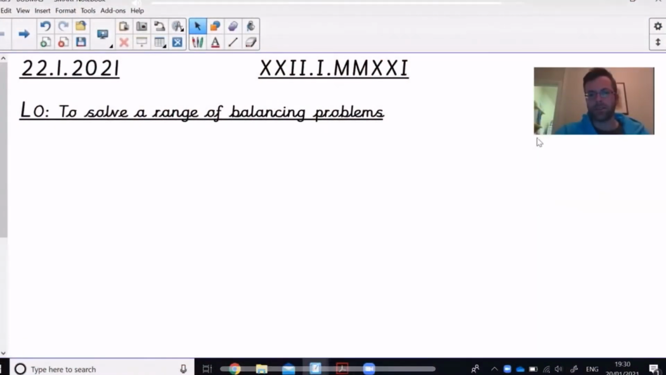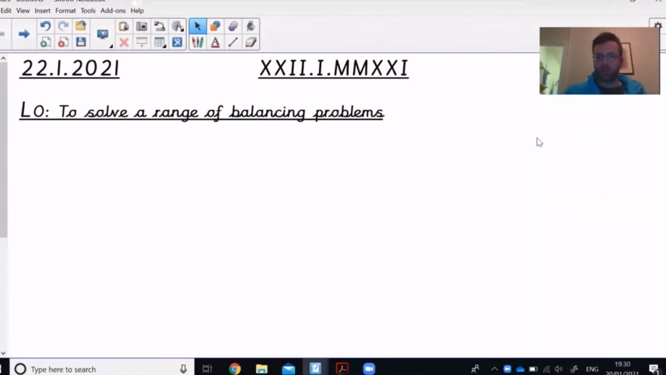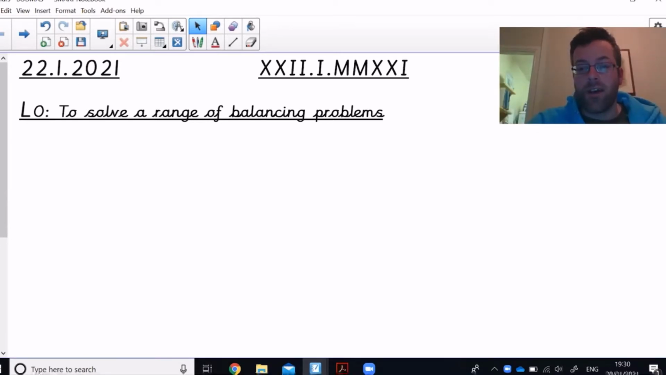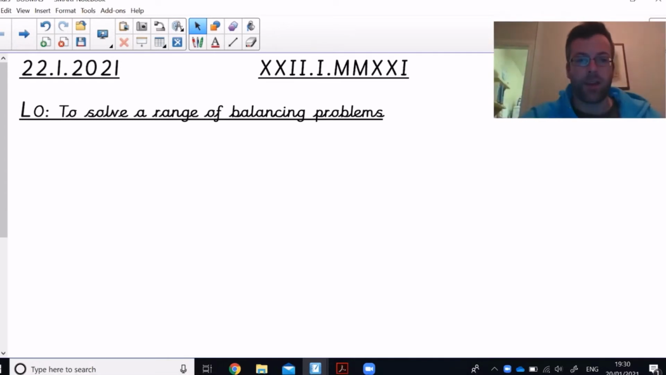So I don't need to talk very long here. Let's get straight into the screen and let's get going. So, as it says, we are looking at solving a range of balancing problems. And when it says balancing, all that means is making things the same. So making two things the same on each side, that they are balanced.